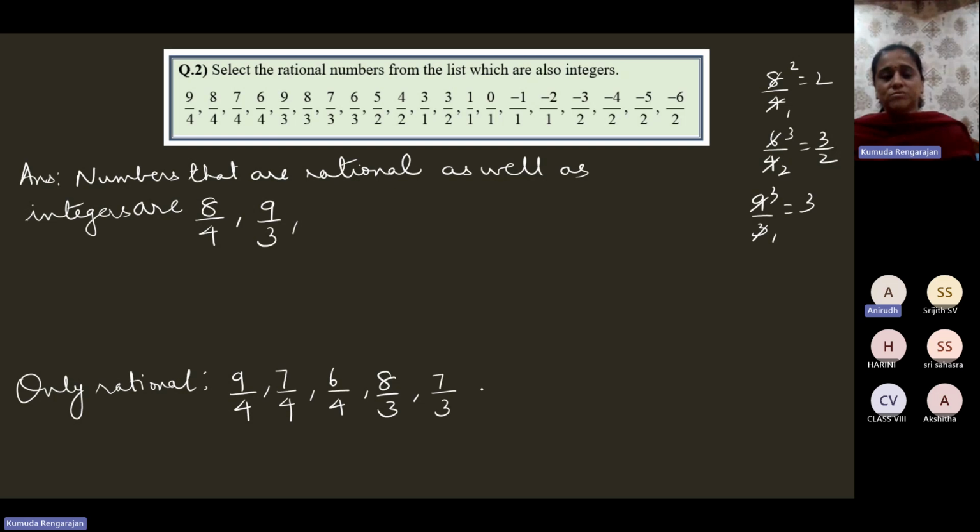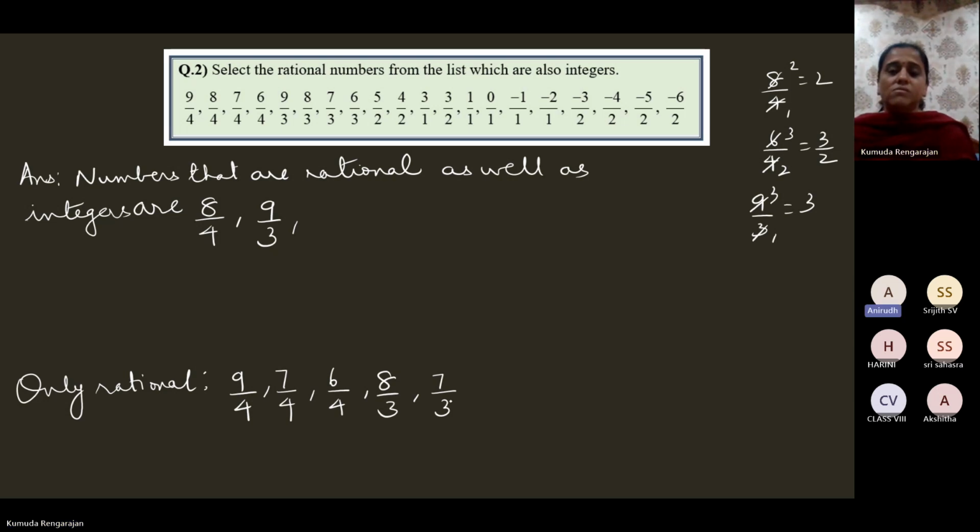5 by 2. Rational number, ma'am. Who said as well as an integer? Srijit? No, ma'am, I said rational number. Somebody said rational as well as integer. Who's that? Ma'am, Anirudh, I said it for the next sum. Okay, so we are in 5 by 2. Now you confused me. Where are we? 6 by 3. 7 by 3.